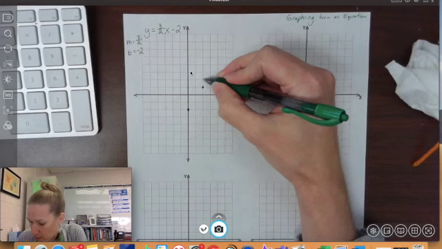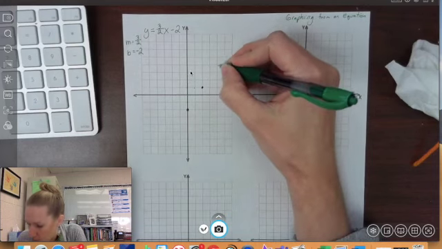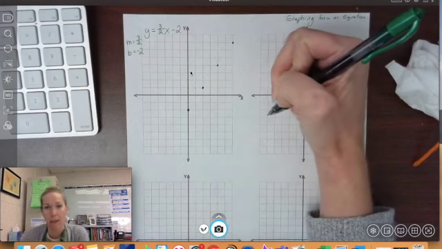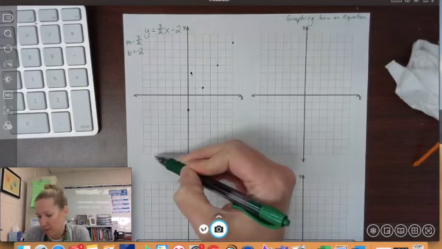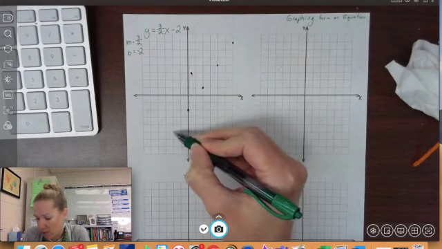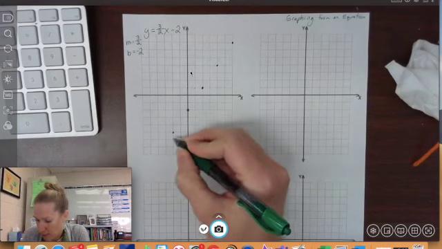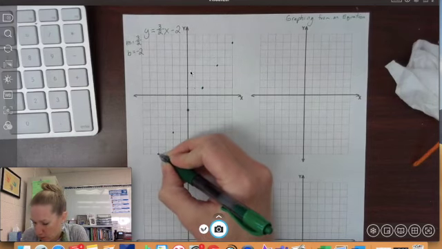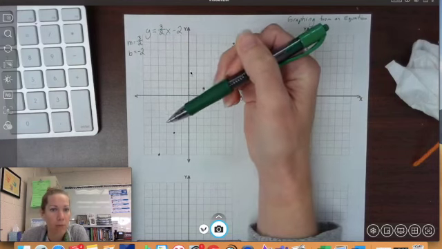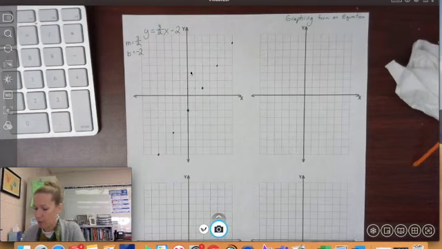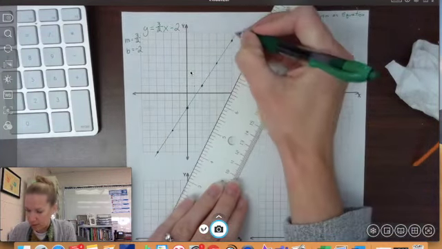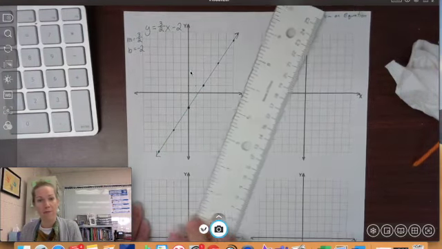So up, rise of 1, 2, 3, over 1, 2. So this is another point. And now I've run out of space. However, I can go down here. Now, to do this, I need to go down 3 and back 2. Down 3 and back 2. Because remember, a negative 3 divided by a negative 2 would also be 3 over 2. And now I can take my straight edge and connect these points. And this is a graph of that line.